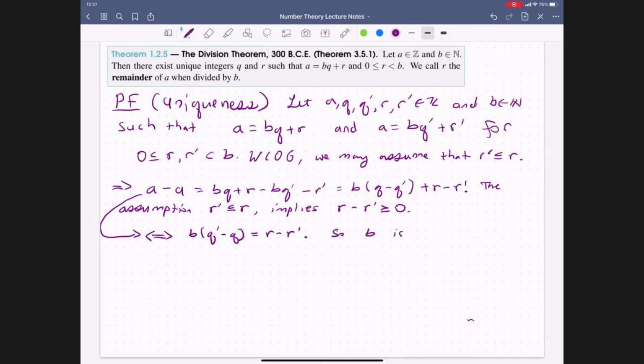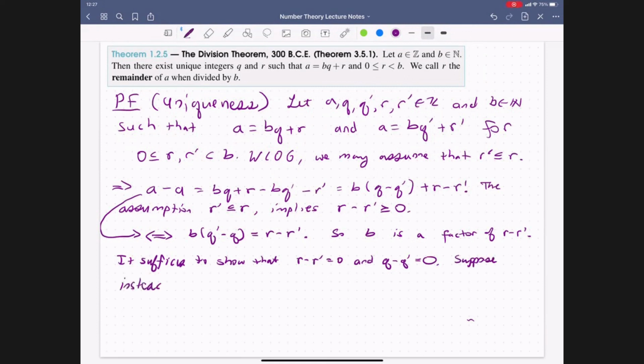So B is a factor of R minus R prime. Now, as I mentioned, it suffices to show that R minus R prime is equal to 0 and Q minus Q prime is equal to 0, since we want to show uniqueness. We want to show that both of these are equal. So let's suppose instead that R minus R prime was positive.